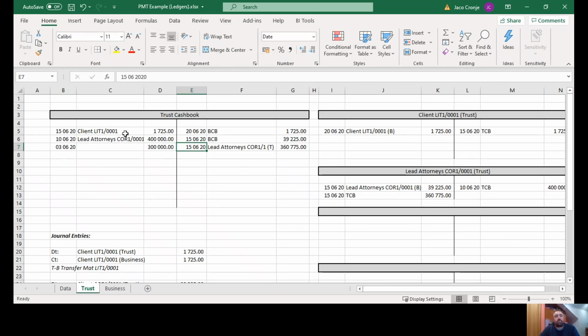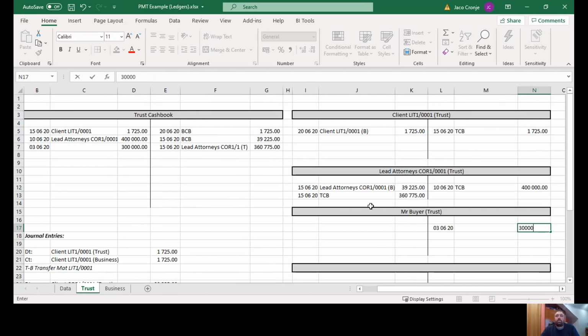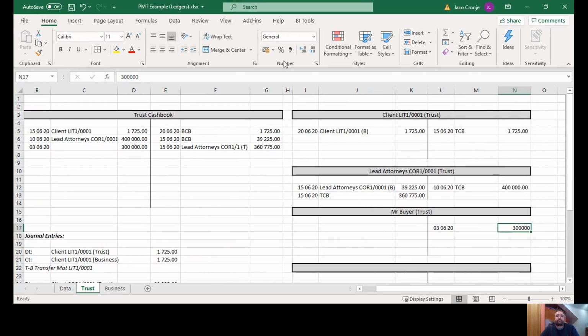300,000 Rand. Right. Now, what do I credit? I'm going to credit Mr. Buyer's trust ledger. R300,000. Okay, so my description there will be Mr. Buyer Trust, and my description there will be TCB, contra name of the contra account.